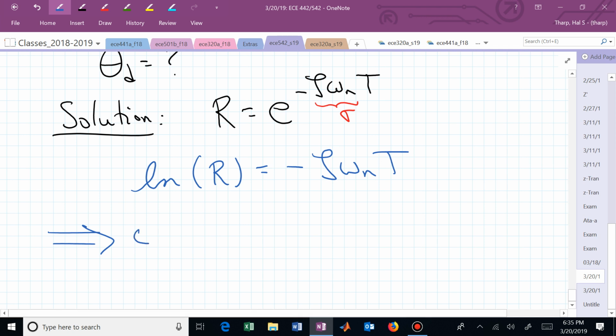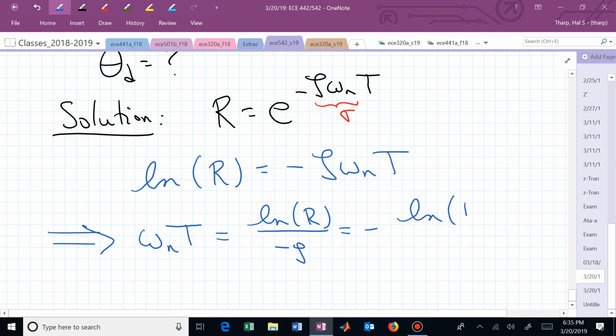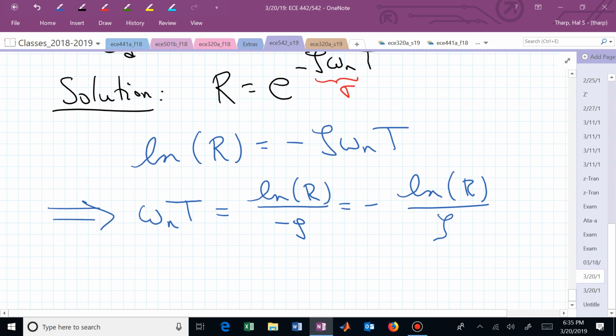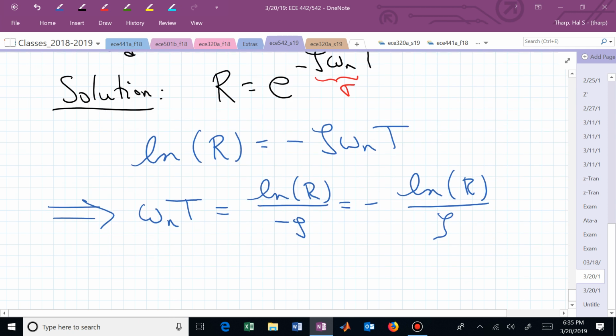We can now solve this for this product, natural frequency times the sample period, and that gives us the natural log of R over minus zeta. Or we can just put that minus in front, the quotient of the natural log of r over zeta.